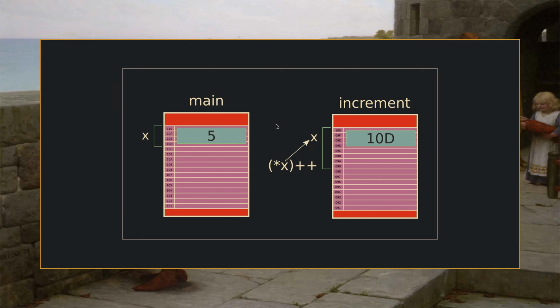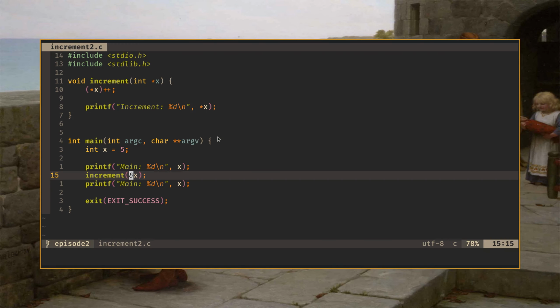Now what this allows us to do is when I do the increment operation here, it's going to say star x, which means get me this 5, and then increment that 5. So that allows my increment function, because it knows where the number is, to reach outside of its own local memory into the caller and update the value of the variable there. That's how this is working.